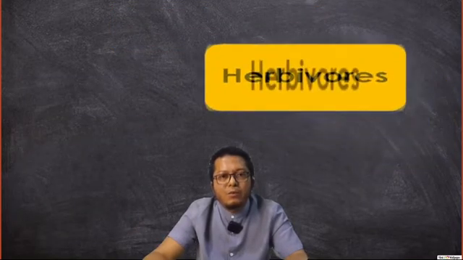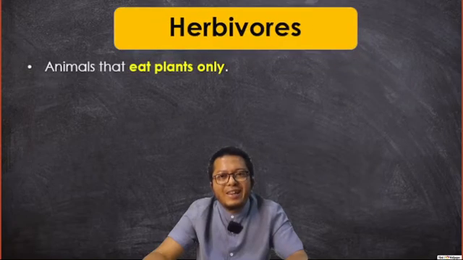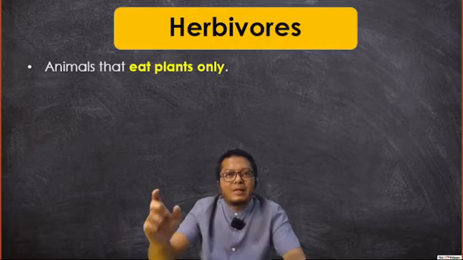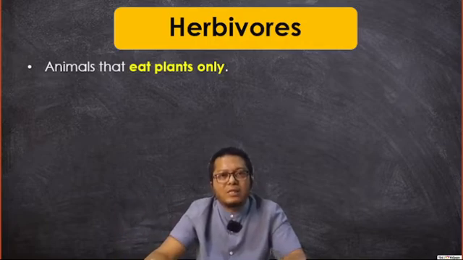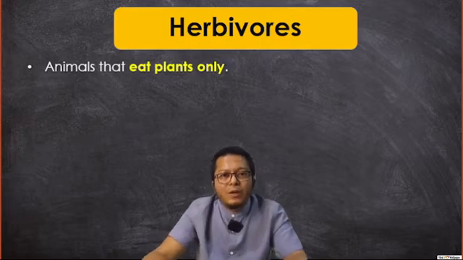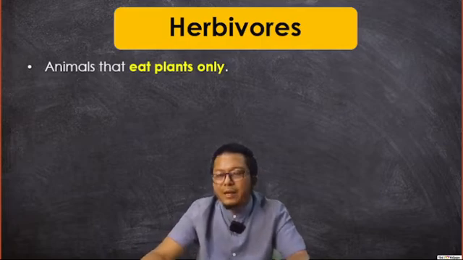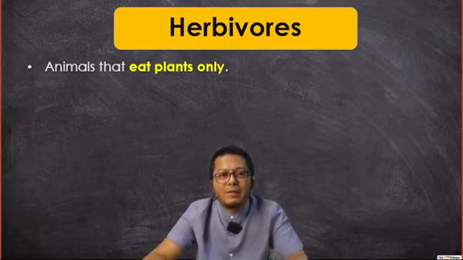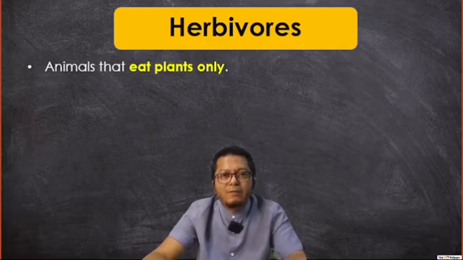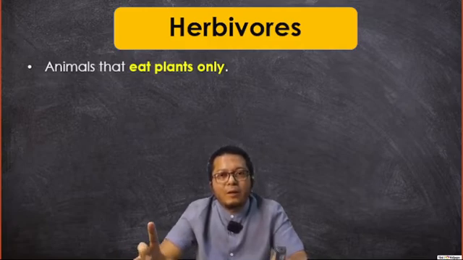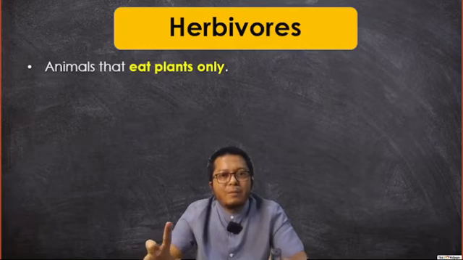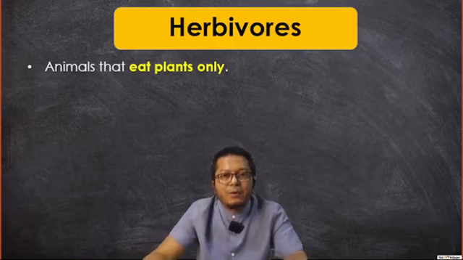Herbivores. Herbivores means animals that eat plants only. Plants means any types of parts of the plants, maybe the leaves, maybe the roots, maybe the shoots, maybe the tree itself. So let's take a look. Let us guess there are few parts of plants that animals love to eat. And the question is, what animals love this part of plant?